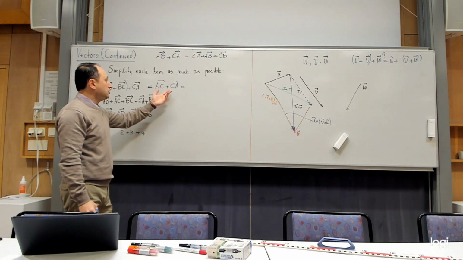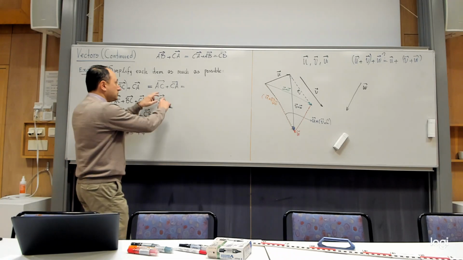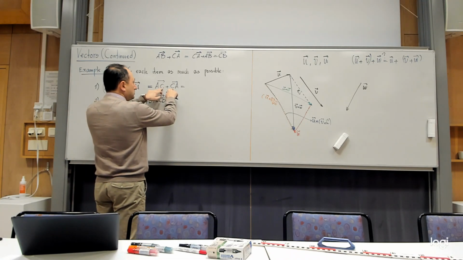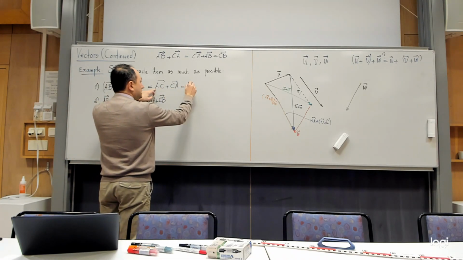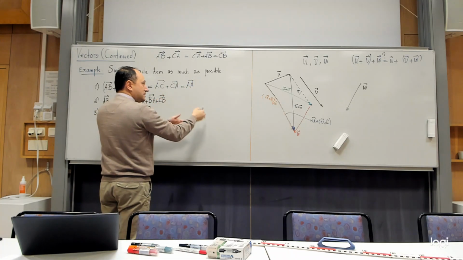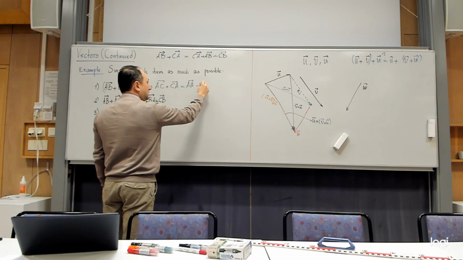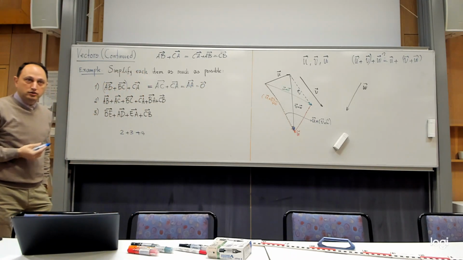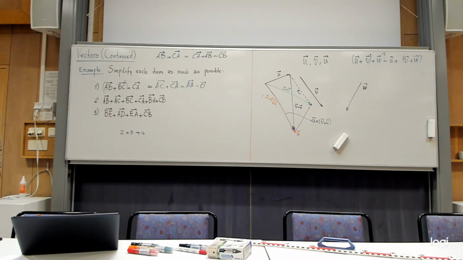Or can I use the Chasles rule again? Yes, because this is the right combination. So C is cancelled. I am getting A and A. But a vector which starts at A and ends at A is nothing except the zero vector. So the answer to this is the zero vector. Is that clear? Yes, sir.